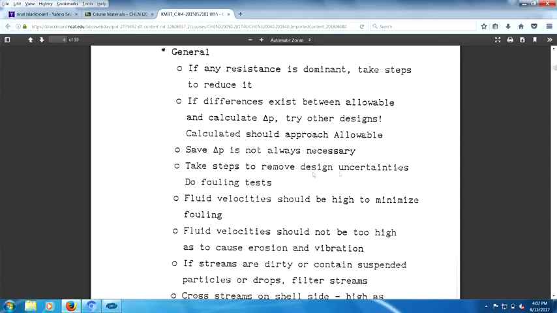Take steps to remove design uncertainties. Do fouling tests. Well, that may help you. Take a kidney stone. A kidney stone is basically a stone that appears in the body that's essentially fouling. So I personally had kidney stones. It was a real experience.